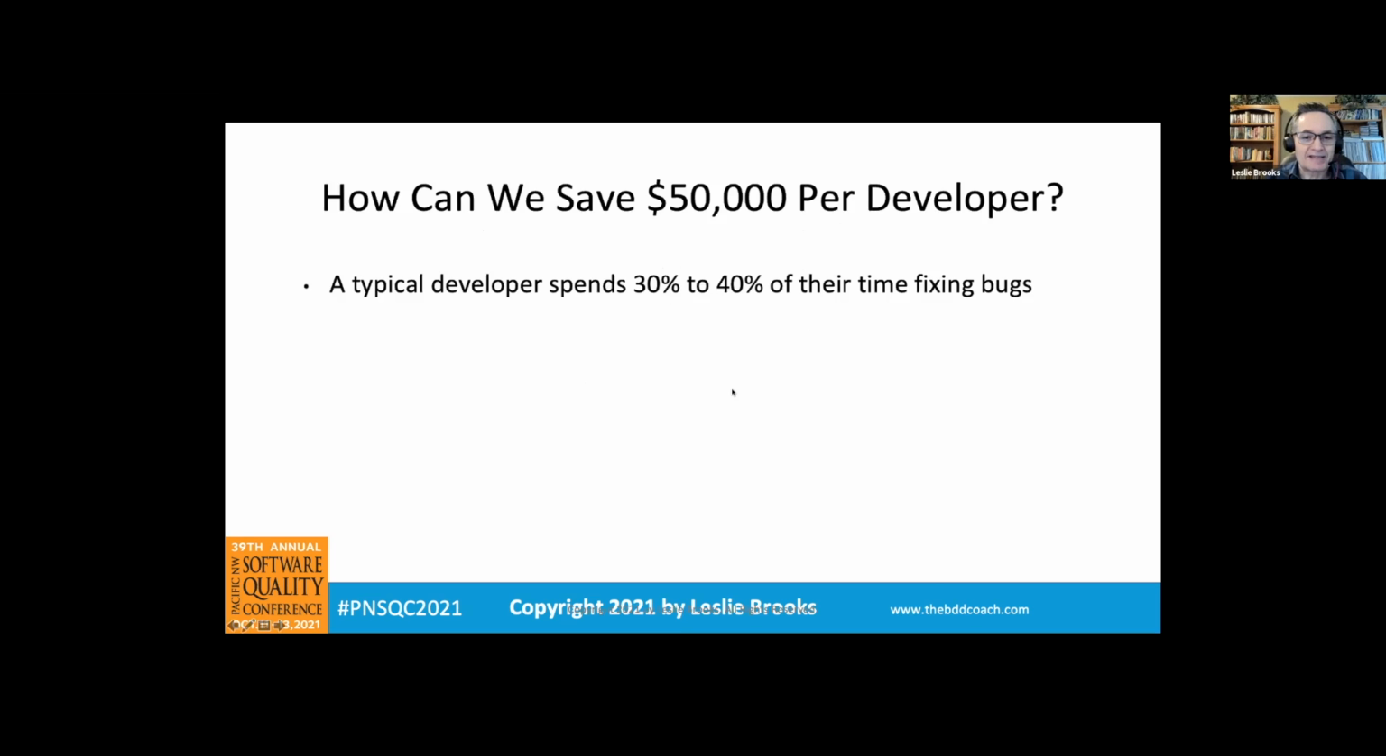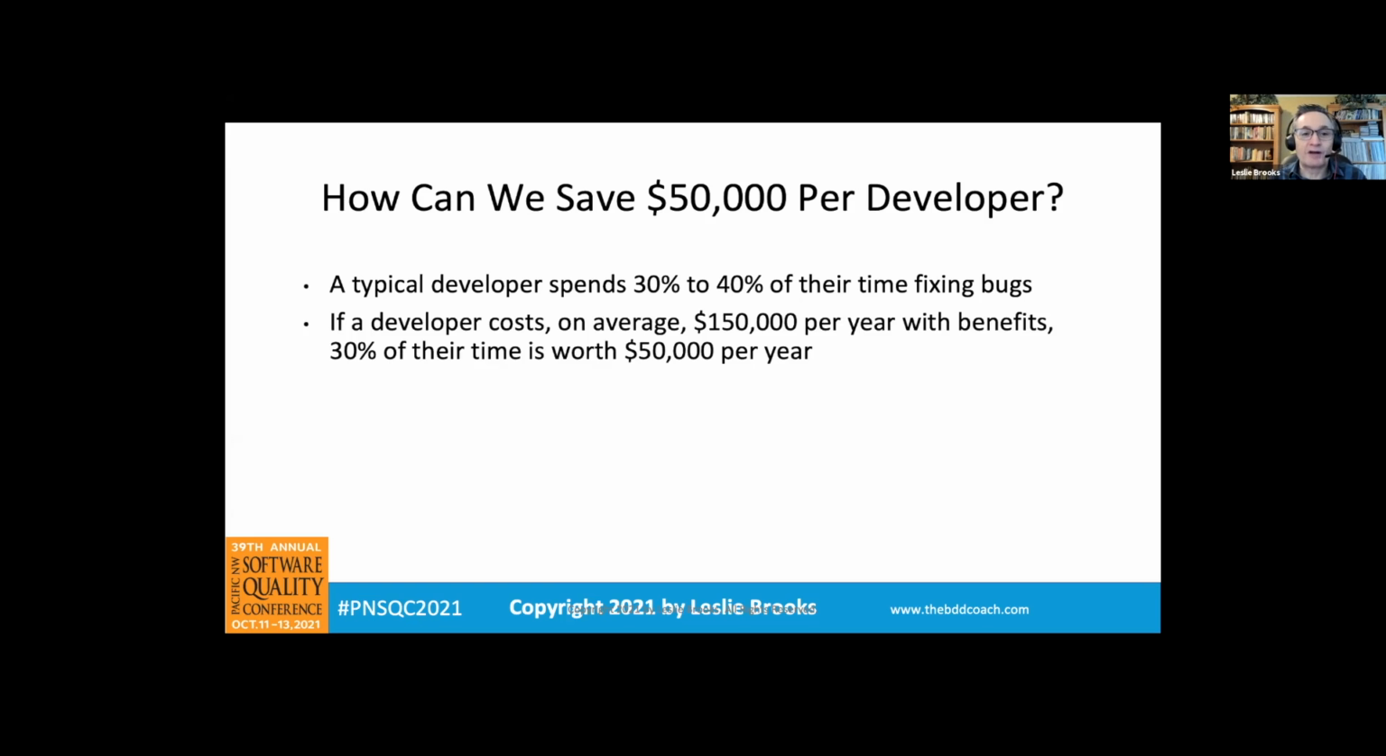So how can we save $50,000 per developer per year? Well, a typical developer spends 30 to 40% of their time fixing bugs. And if our typical developer with benefits is costing us $150,000 a year, then 30% of their time is $50,000 per developer per year. So it's easy. All we have to do is eliminate the bugs, and we can save $50,000 per developer per year. So let's talk about that.